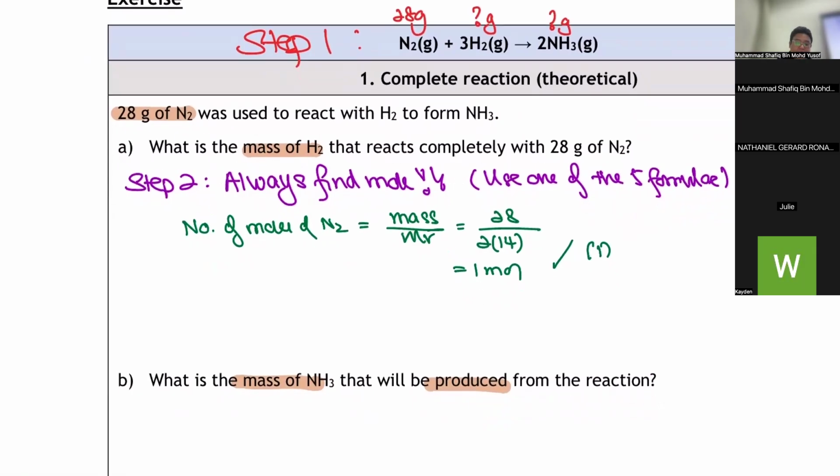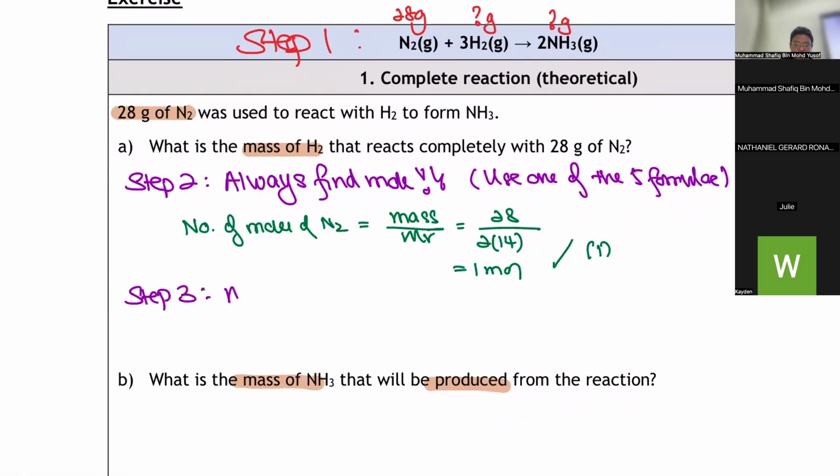Then after that, what is step 3? Step 3 is to do mole ratio. Very good. But mole ratio between who? It must be between the person you have the mole of versus the person that you're supposed to find. Just now Isaac already told me whose mole we have here? Nitrogen. Correct? Now, what's the intention of the question? For this one, they want to find hydrogen.